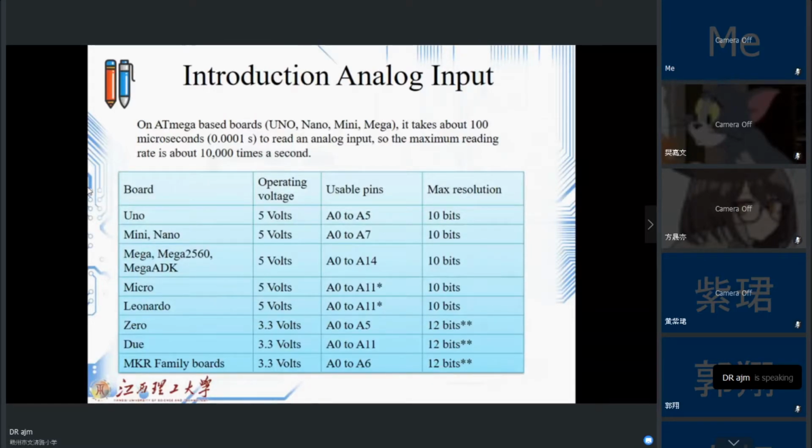Now compare this with the Due, whose operating voltage is 3.3 volts, usable pins are A0 to A11, and maximum resolution is 12 bits. You can even compare it with the Mega. Operating voltage is 5, but usable pins are close to 15, and maximum resolution is again 10 bits. And remember, 12 bit is great. It's fantastic for a microcontroller. Even 10 bits is fantastic.